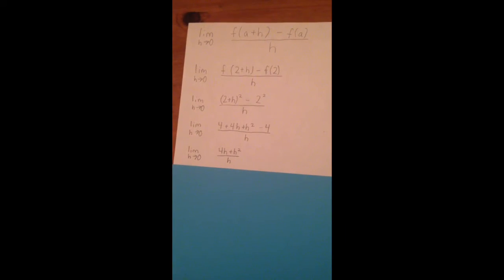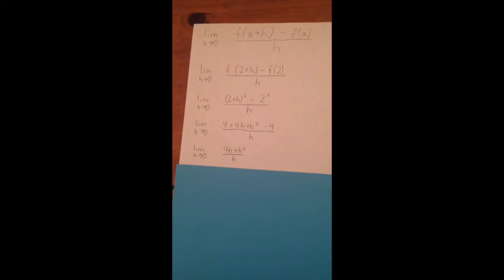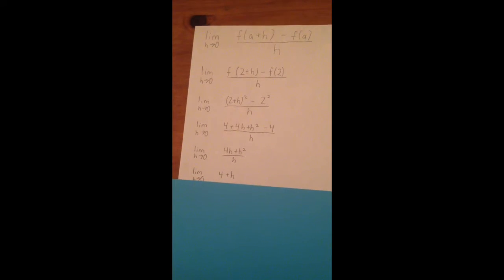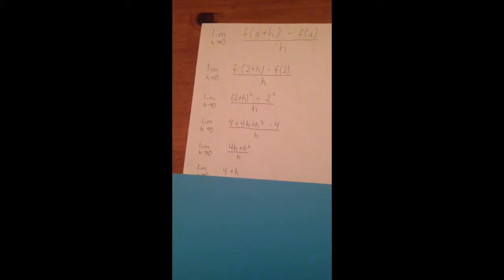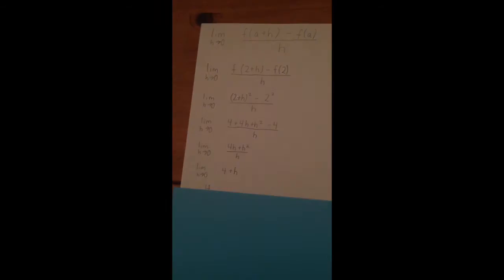And now that all the 4's canceled out, we can get rid of the h in the denominator. And now we're finally ready to substitute 0 in for h. The expression simplifies to 4.